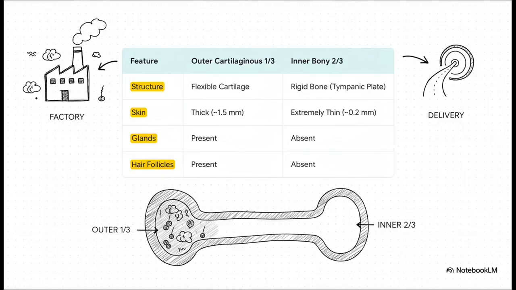If you look at the outer third, it's made of flexible cartilage. The skin here is pretty thick, about 1.5 millimeters, and it's loaded with glands and hair follicles. You can think of this as the factory section.